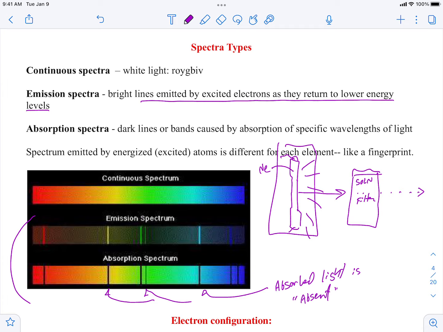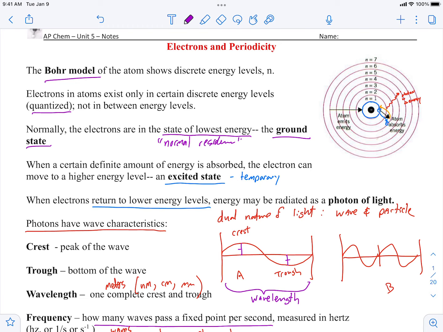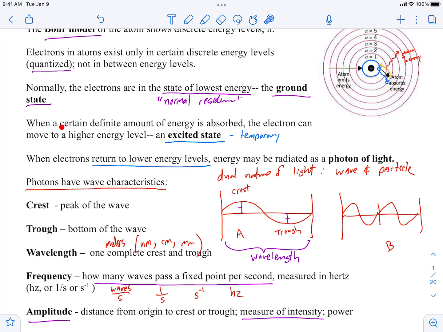All right, let's recap. So we start off with a Bohr diagram. Bohr diagram tells us where energy levels are, where electrons can jump up to and fall back down to. Okay. We will break down the Bohr diagram in more detail later when we start talking about electron configurations and orbitals and things like that. Where an electron normally resides is the ground state. When the electron absorbs energy, it rises to a higher energy level. That's called the excited state, but it's very temporary.